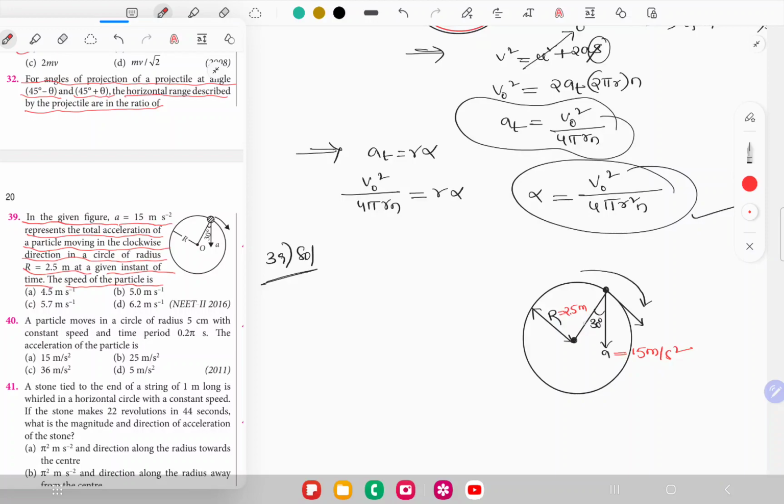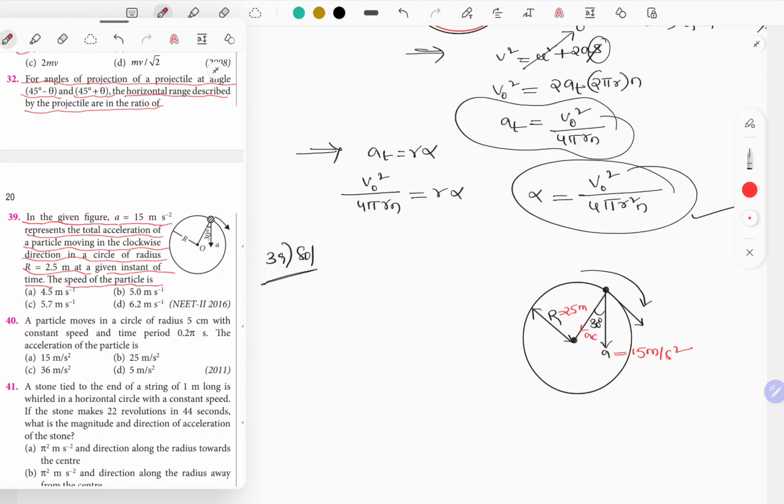What's the direction of centripetal force? Centripetal force is always towards the center of the circular motion, right? I know the value of net acceleration. With the help of net acceleration, let me divide it into two components. The component towards the center, the centripetal acceleration, AC, is equal to A cos 30. What's the value of A? A is equal to 15. Cos 30 is root 3 by 2, so it is 15 root 3 by 2, the centripetal acceleration.